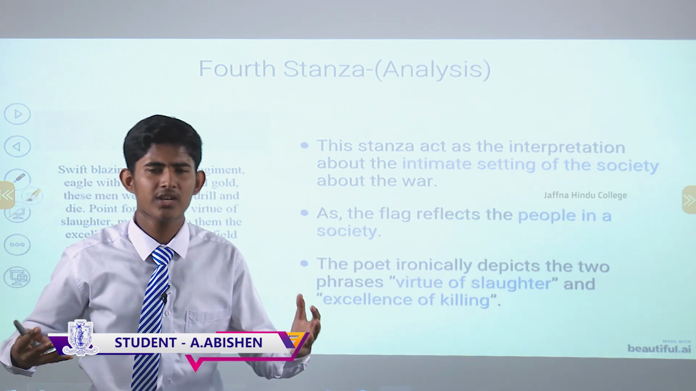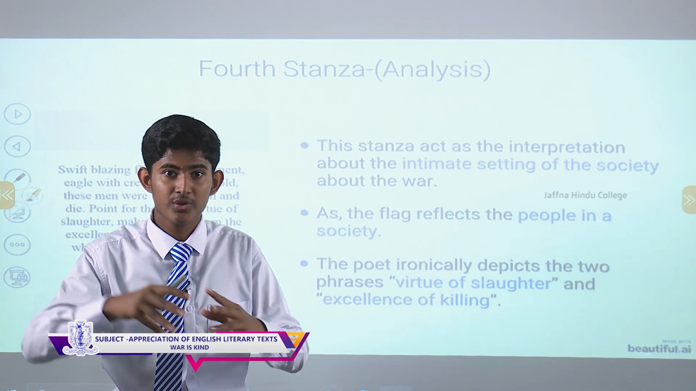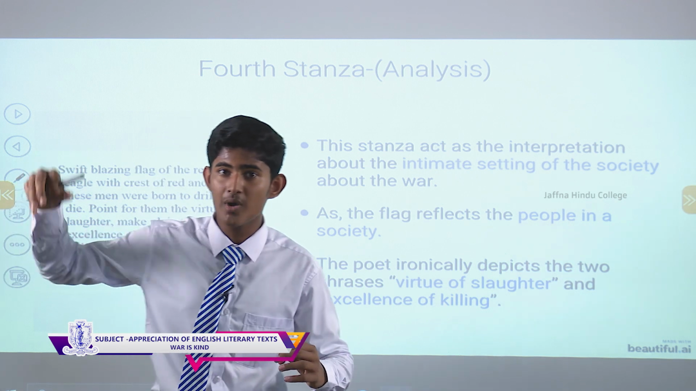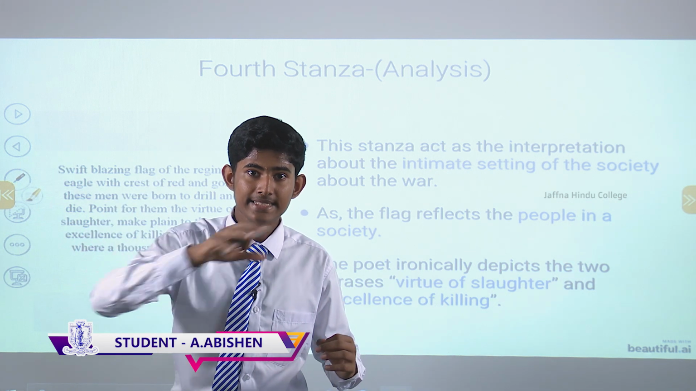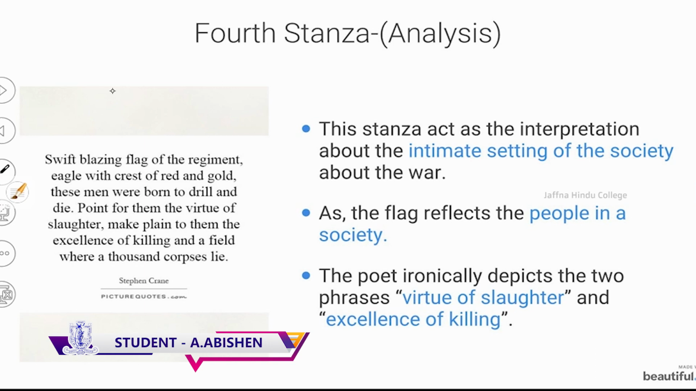So why does the poet try to connect these two different phrases? In order to show the contradiction or the paradox. In order to show how the warmongers make an illusion that these are correct. They want to make an illusion in front of these men by using these emotive morals. Then in this fourth stanza, the poet is talking about the setting of the war.